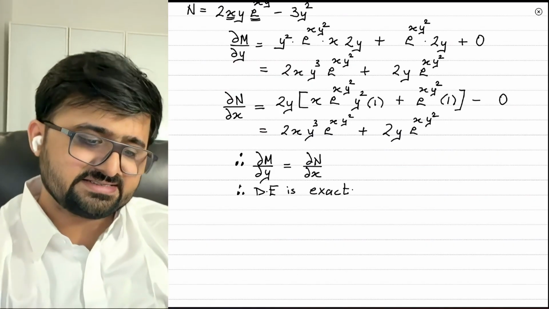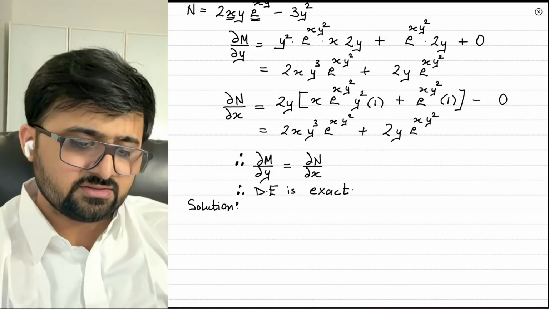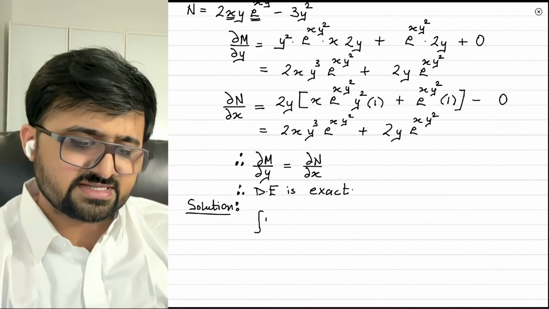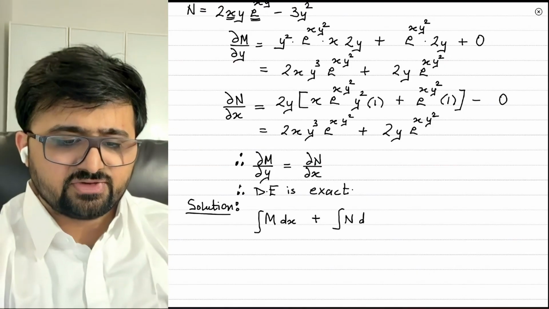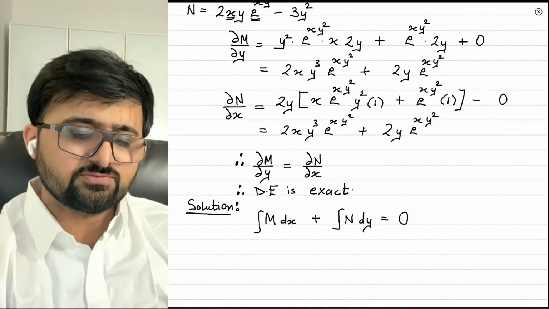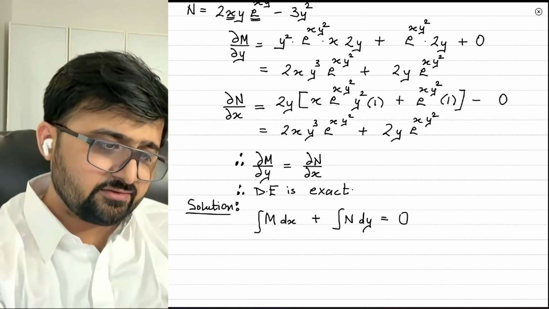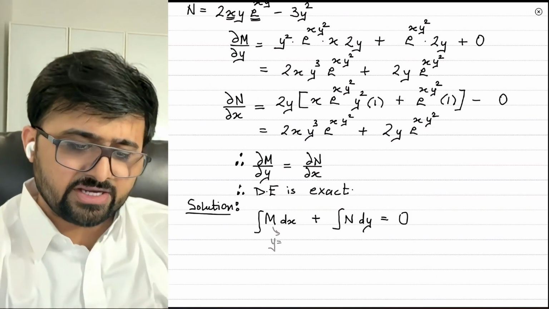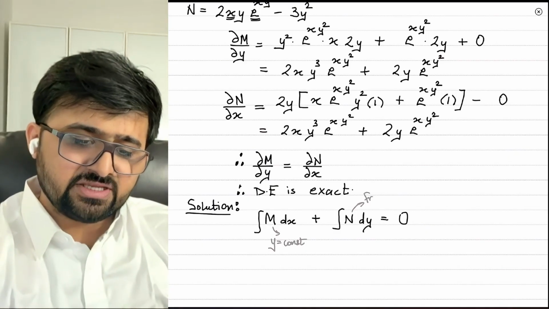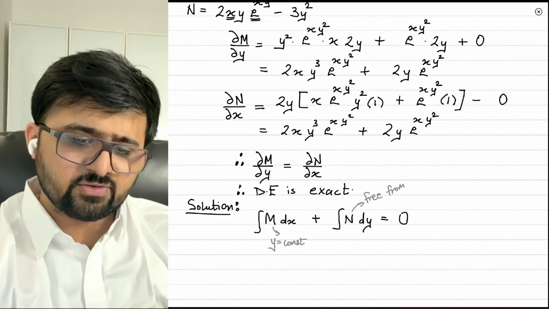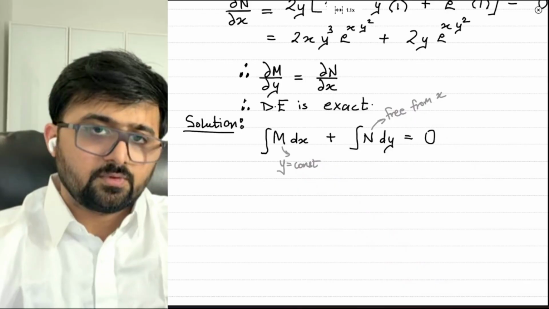And since it is exact, the solution of the differential equation is the integration of M dx plus the integration of N dy equal to 0. I hope that makes sense. Remember that while integrating M, you have to keep y constant. And in N, only take the terms free from x, so x shouldn't be there. Okay.